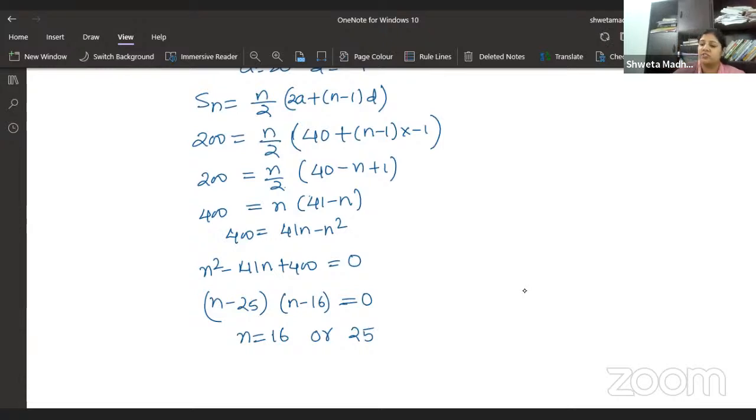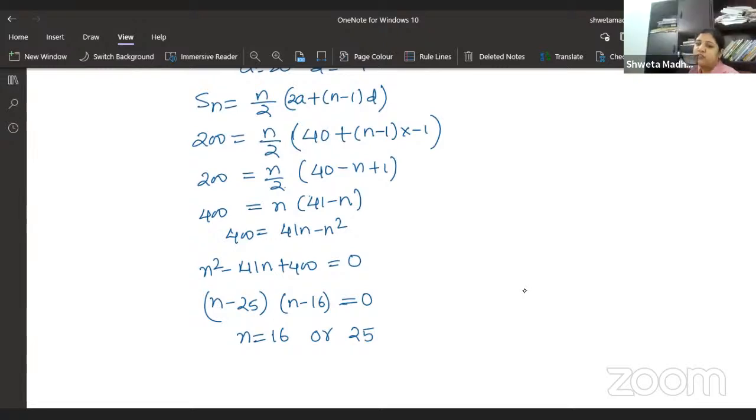You got n is equal to 16 and also 25. So how many rows will be there? 16 or 25? 16. Why 16? Why not 25? Then the remaining 9 logs would have to be negative so that the sum remains the same. But the number of logs cannot be negative, so we have to consider 16.